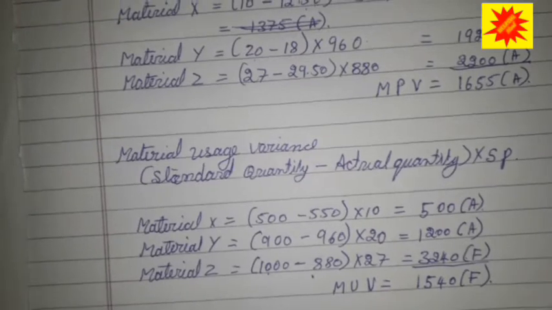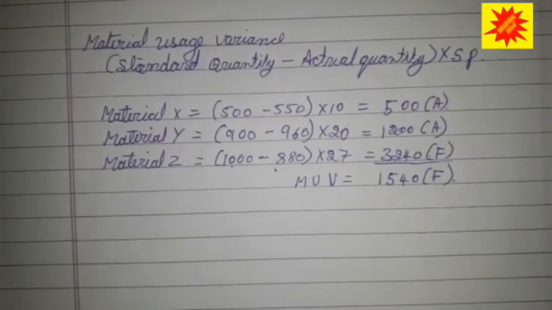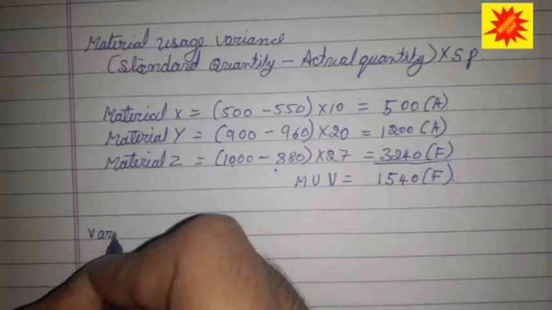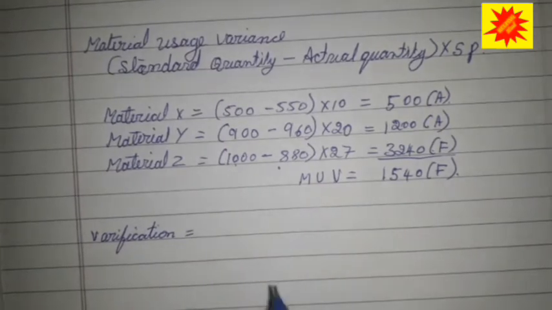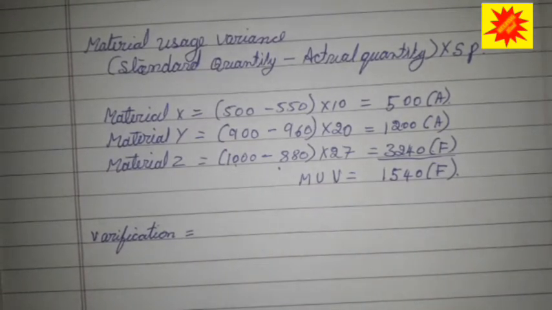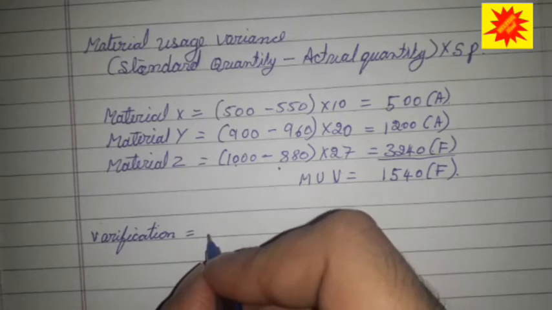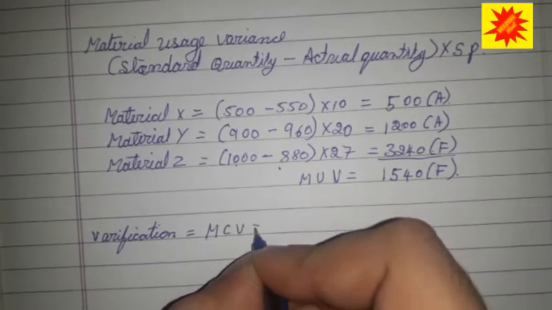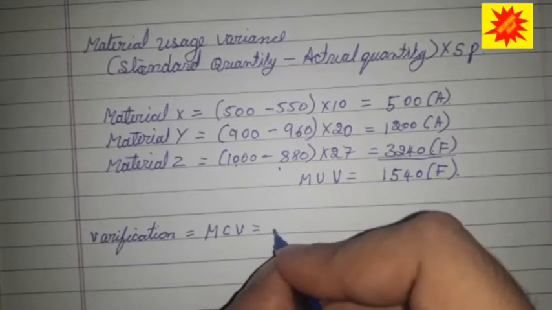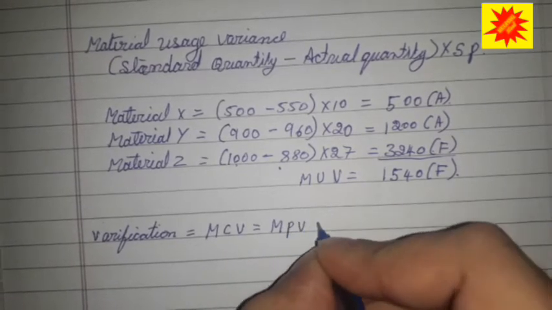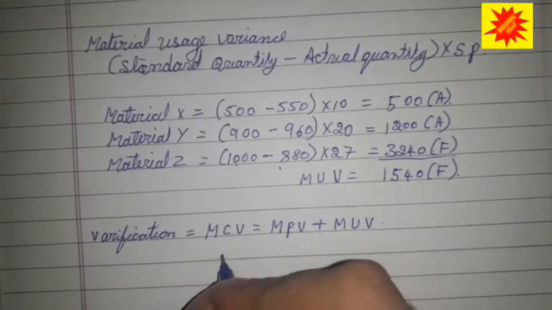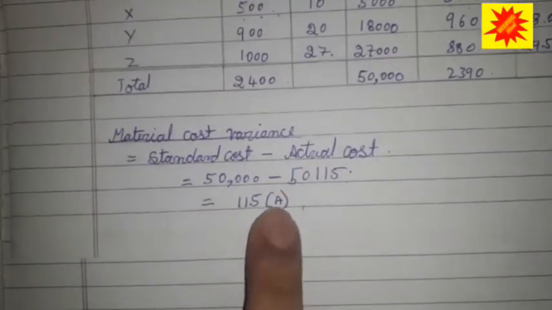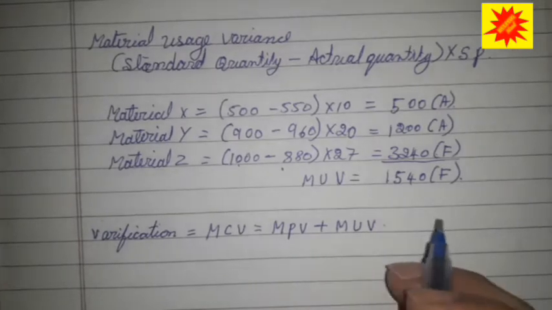So there's one more trick here to verify whether the answers are right or not. So what is that? Verification. I'm not sure on this, but still I've seen in many places that this is used. So first thing is your material cost variance is equal to material price variance plus material usage variance. So here your material cost variance, you know, right? How much is it? It is 115 adverse, right? So let us see whether this formula will apply.